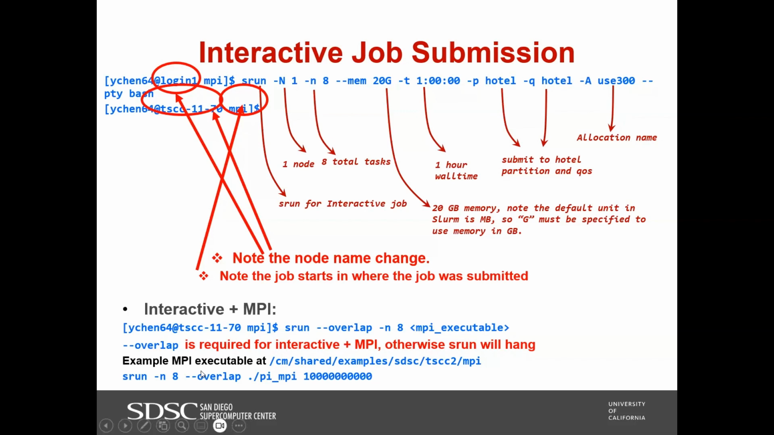And I also have some example MPI executables prepared at the shared examples directory, SDSC TSCC2/MPI. If you want to run them, you can start an interactive job and then use the SLURM command to run the MPI executables there. But of course, you don't have permission to run jobs in the shared directory. You can copy that code to your own space first.